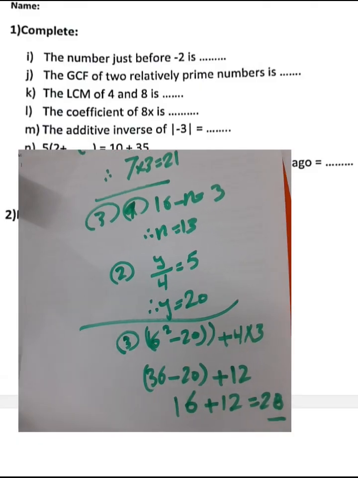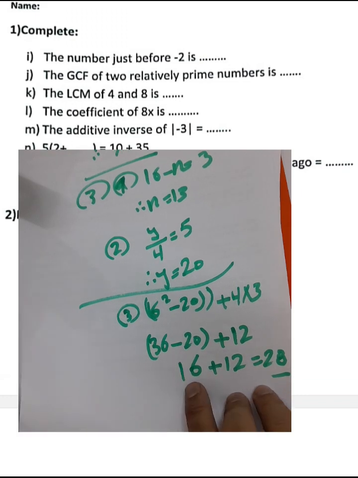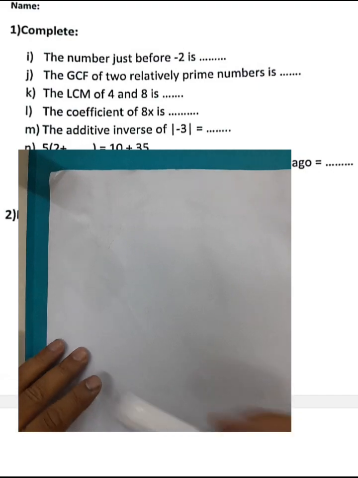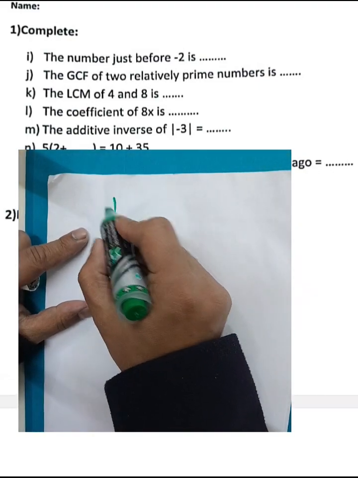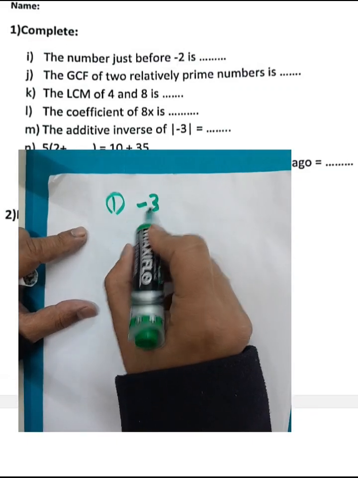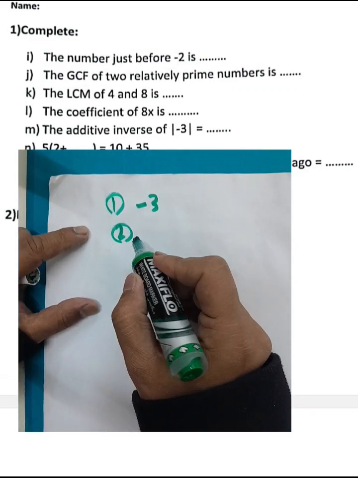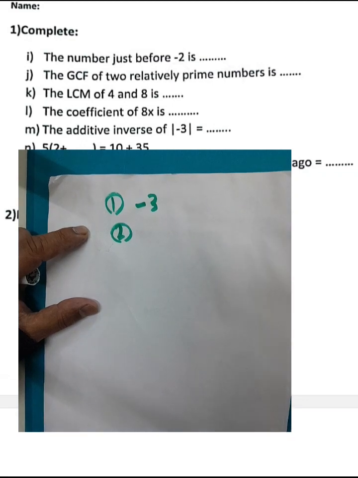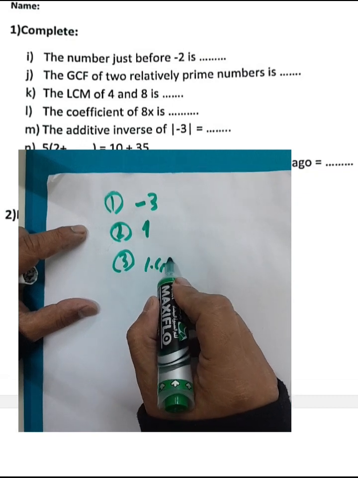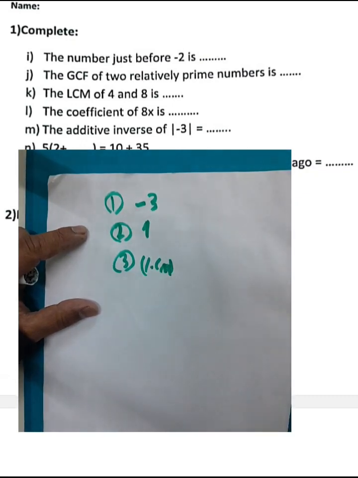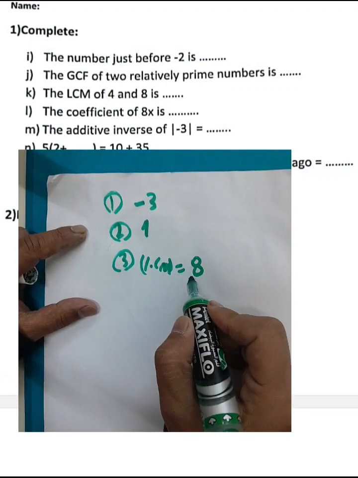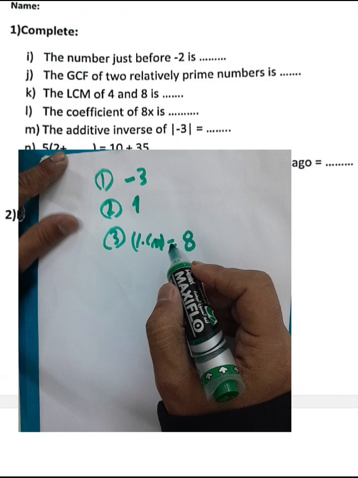Next question, the least common multiple. Number 1, the number just before negative 2, it will be negative 3. Question number 2, the greatest common factor of two relatively prime numbers is 1. Question number 3, least common multiple of two numbers 4 and 8. 8 can be divided by 4. Then the least common multiple between them is 8, and 4 is the greatest common factor.